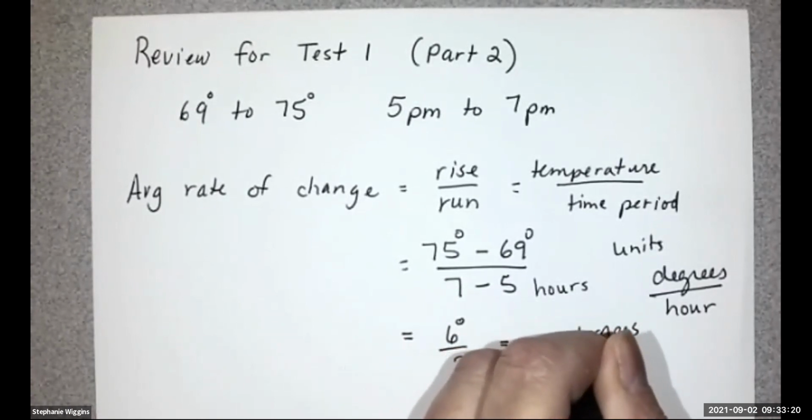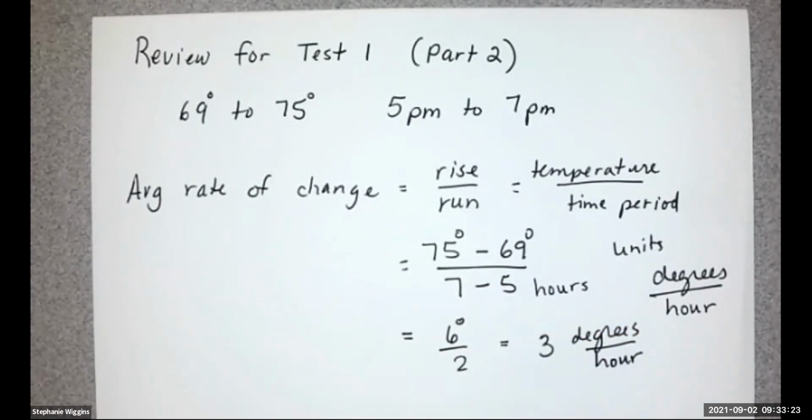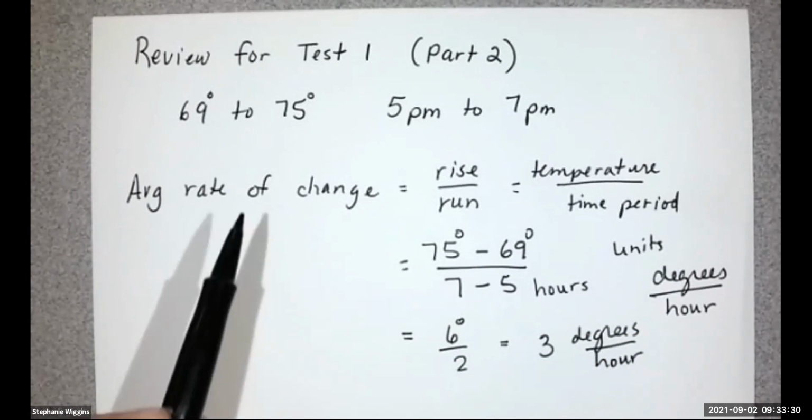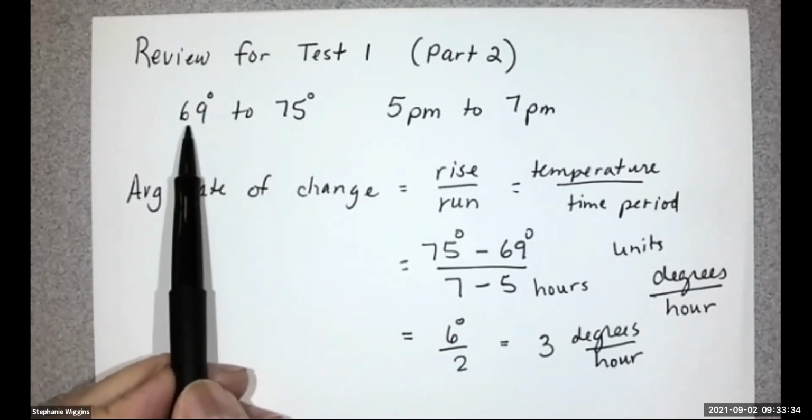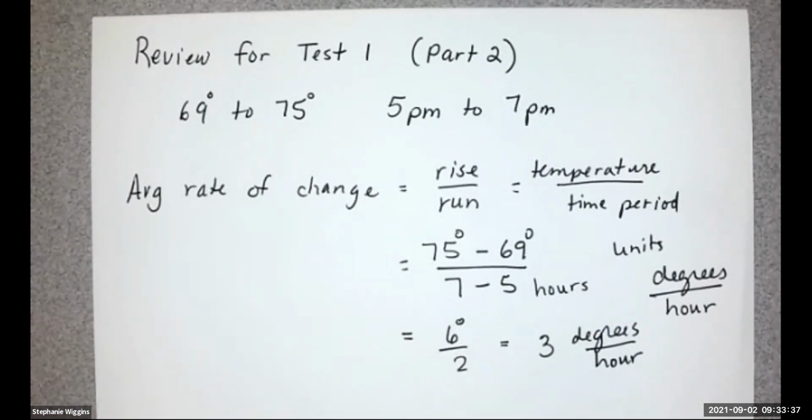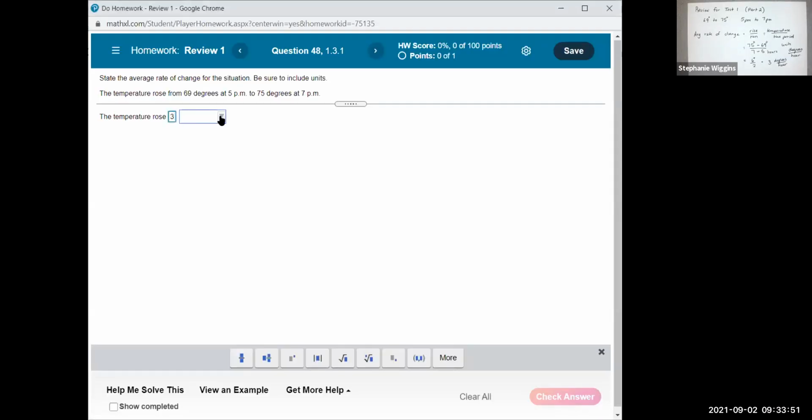degrees per hour. And if the temperature had been decreasing, it's still considered a rise. It's just that it's negative because you're going down. If it had gone from 75 to 69, then it would have been going down, and we would have gotten -3. So it just depends on which direction it's moving. So the temperature rose 3 degrees per hour. If you had selected degrees, that would have been incorrect, because the rate of change is always going to have a numerator and a denominator in the units, because that's how it's calculated, rise over run.